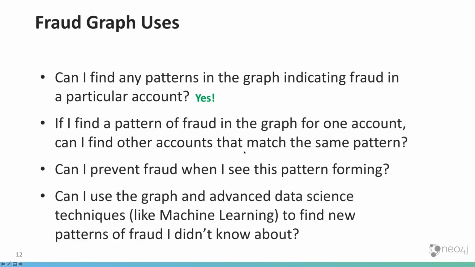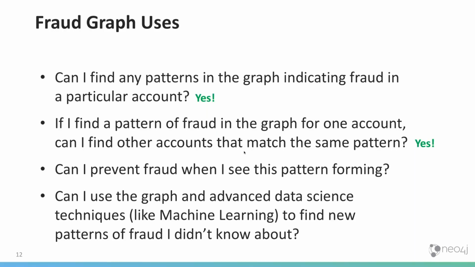Then the next question is, if you find a pattern of fraud in the graph for one account, can you then look for that pattern on other accounts? And the answer is yes. Once you identify a pattern that says, when I see these things happening, then you can apply that pattern to your entire graph, all your customers, all your transactions, and see where else that pattern appears, right? So then you can find more incidences of fraud, potentially, that you hadn't known about before once you identify that pattern.